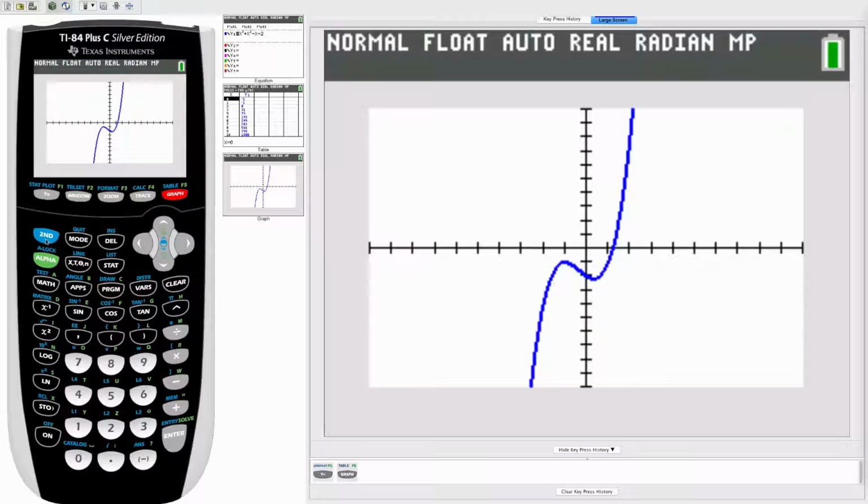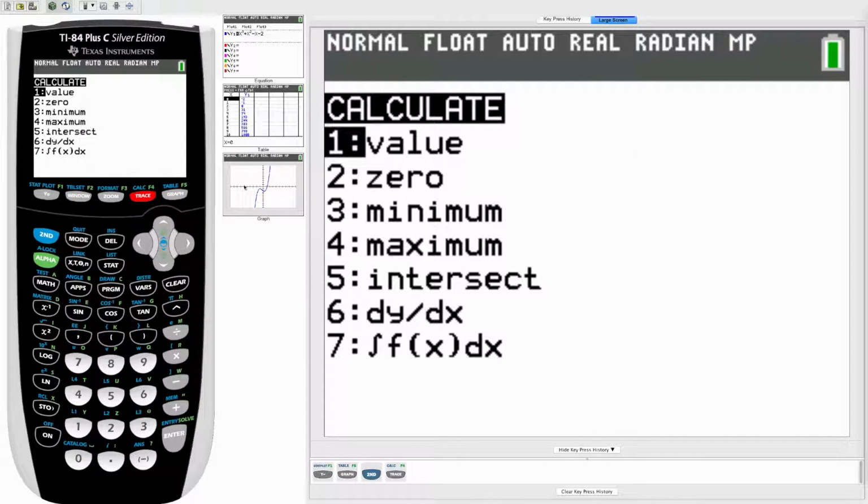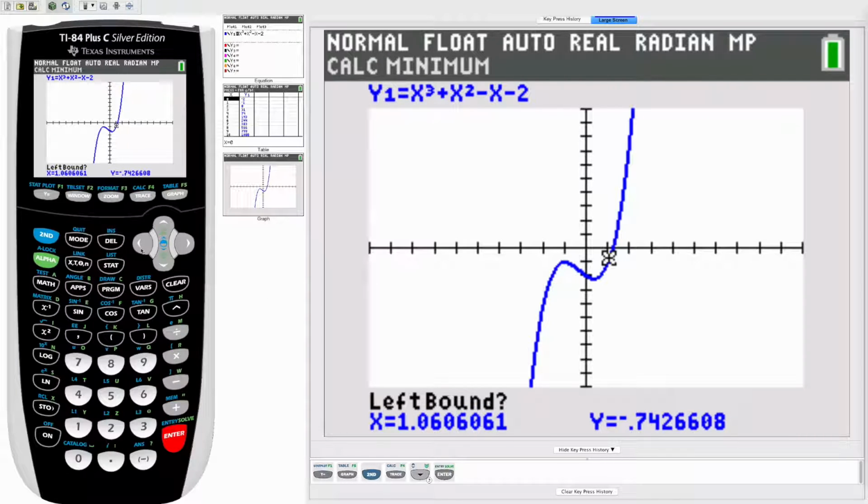Now to do that, you have to hit second and then trace, and it brings you to this screen right here. We'll do the minimum first. It's that third choice, so you're going to want to do calculate minimum, then hit enter. To go to the minimum, you're going to want to go to the left. On the screen it says left bound. You're going to want to go to the left of where that minimum is happening and then hit enter.